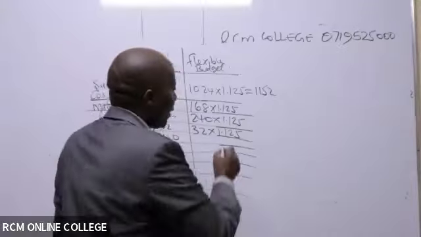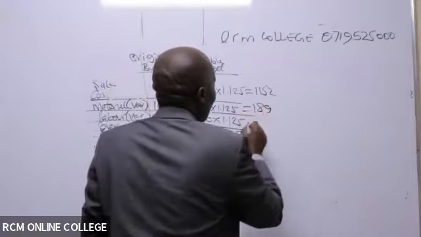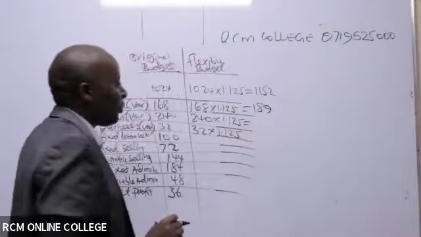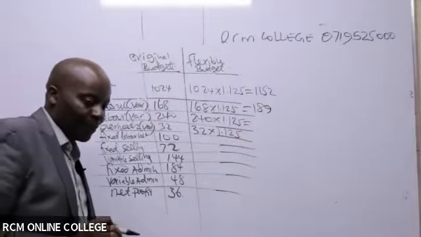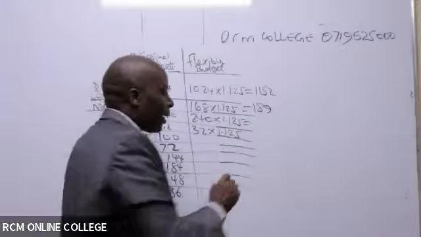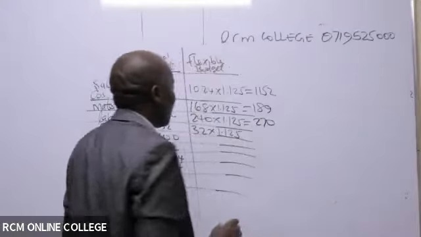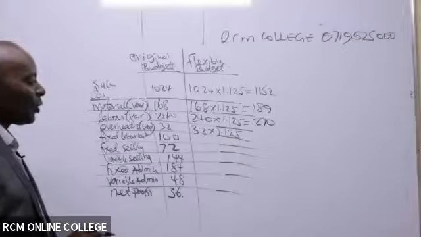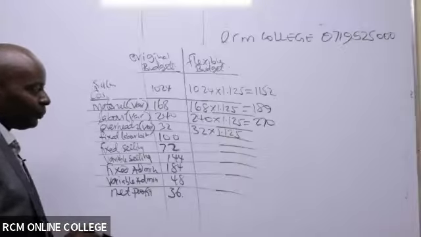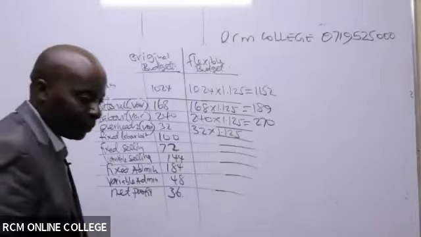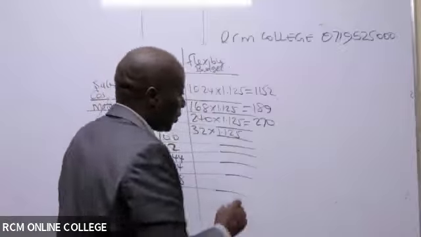So here we have 189. We come here to 240 times 1.125, which gives me 270. Thank you so much. And then we have 32 times 1.125. So I'm being given a figure of 36.